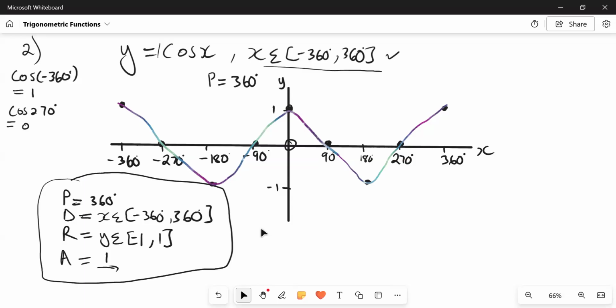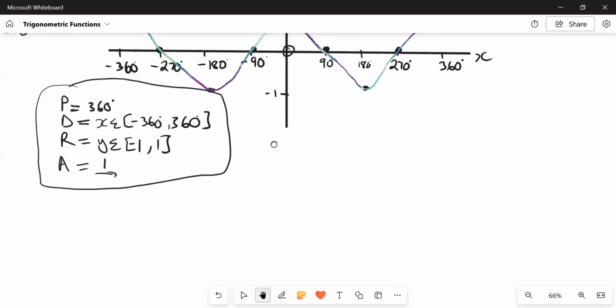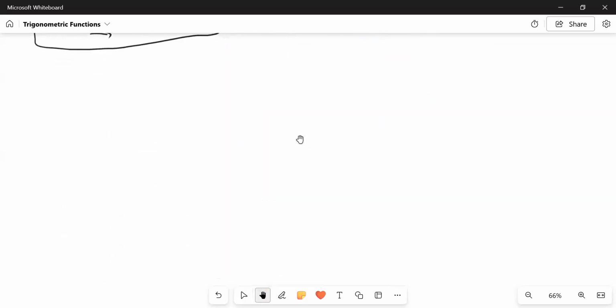Now let's move to the last graph, which is our tan graph. This one is quite interesting, but I'll try to make it simpler for us. So, tan graph. You have your y, so this is graph number 3. Y is equal to tan x.